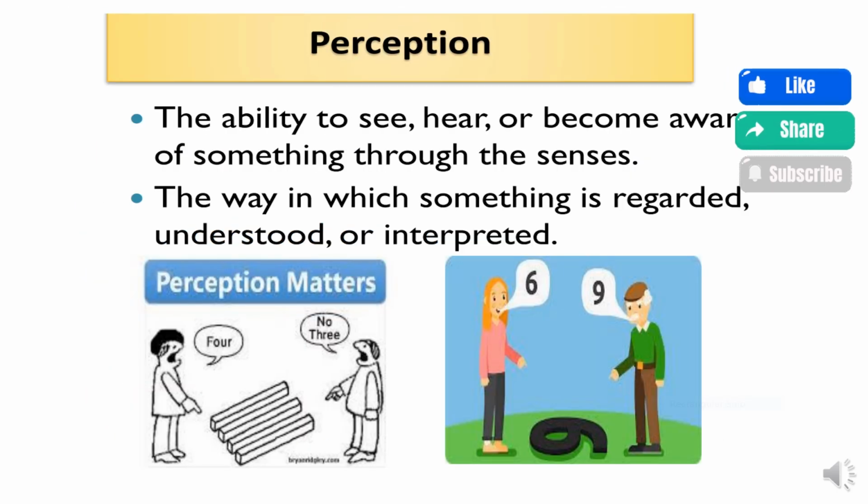So the first thing that we need to understand is what is perception. The ability to see, hear, or become aware of something through the senses is known as perception, like the way in which something is regarded, understood, or interpreted. So everyone has their own perception. It is subjective. It varies from person to person.